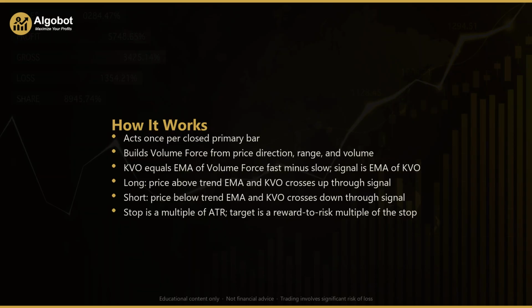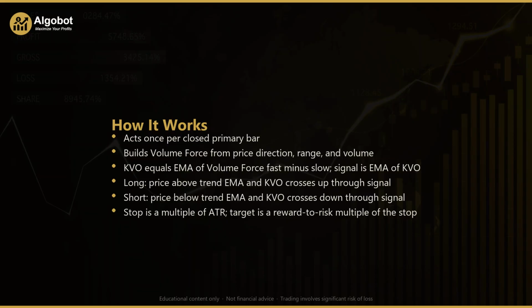First, for every closed bar, the strategy builds the volume force. It looks at whether the sum of the high, low, and close rose or fell compared with the previous bar to decide direction. It measures the bar's range, tracks a cumulative range within the current trend, and multiplies volume by direction and by a scaled range factor. The result is a single signed number representing the conviction behind that bar.